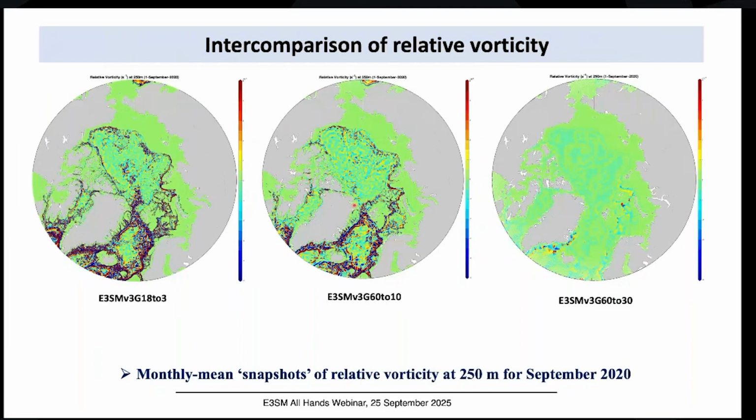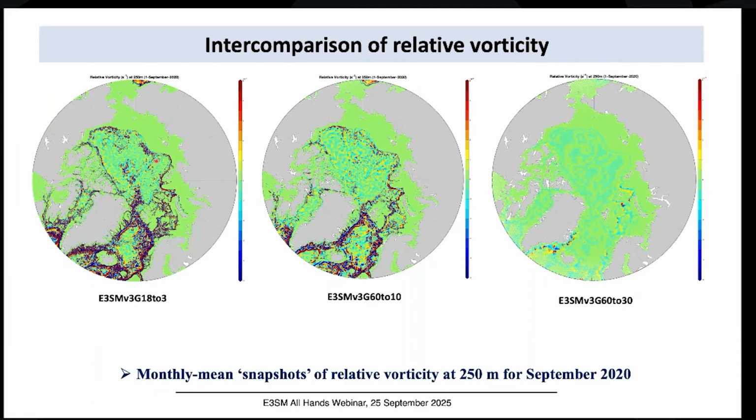If we look at the relative vorticity at depth of about 250 meters, that's a snapshot for September 2020. You can see that the AEROSI simulation is much more active in terms of relative vorticity compared to the 10 kilometer grid, and is definitely doing much better compared to the 30 kilometer grid. You can start seeing in the central Arctic mesoscale activity represented by relative vorticity.